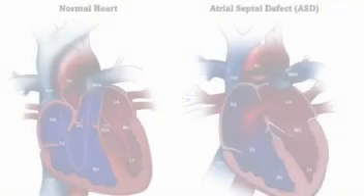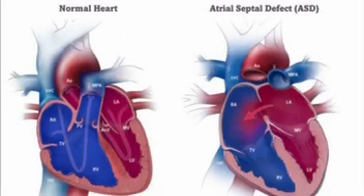Atrial septum defect. ASD, or atrial septum defect, is a small hole in the wall separating the left atrium and the right atrium. This defect is present at birth. ASD causes more blood to flow to the lungs, which can cause possible damage to the blood vessels of the lungs.